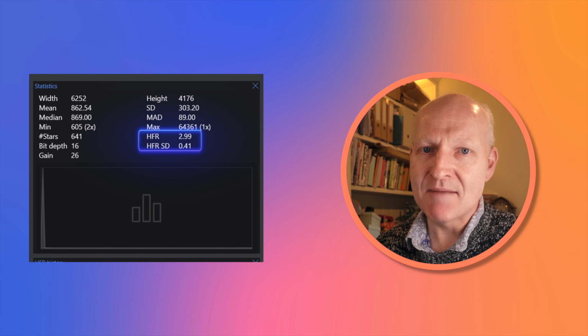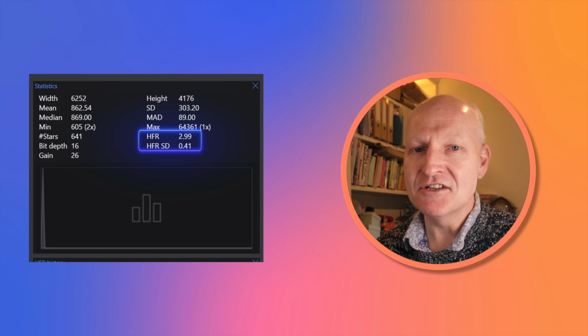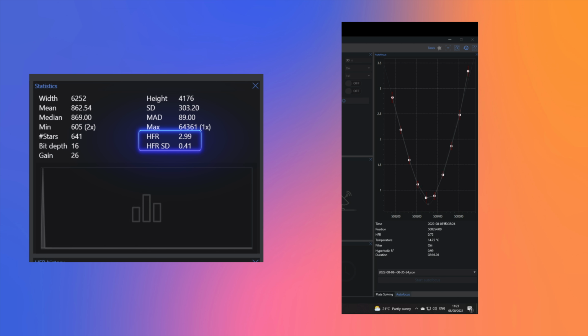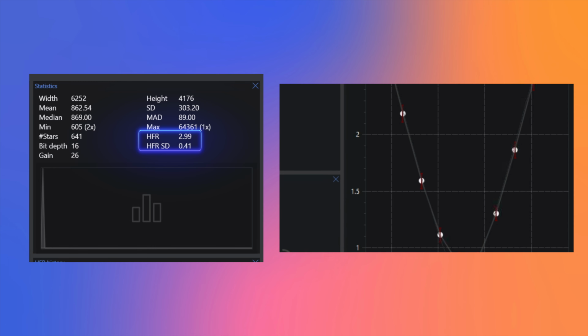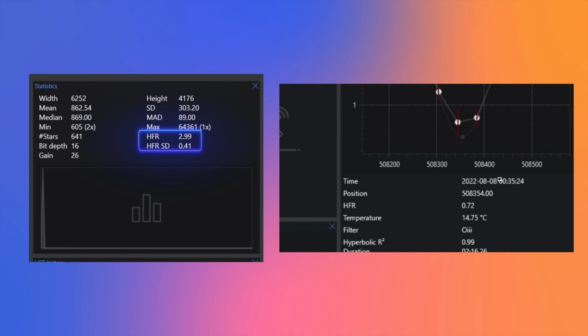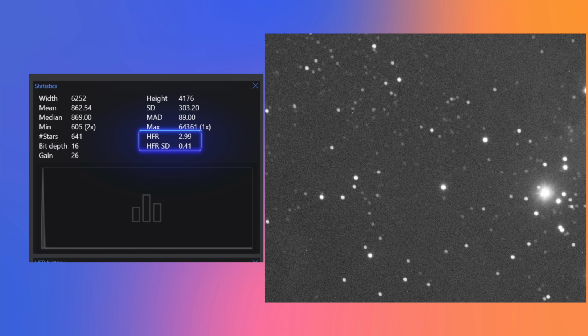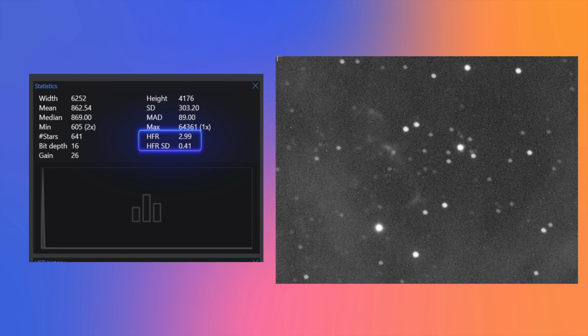It depends on your camera, and you do get used to your camera dynamics on this. I have seen HFRs as low as 1.5-ish before. Around about 1.53 is fairly typical. If you've got a HFR of 4 or 5, you're probably slightly out of focus. So this is what a star would look like where HFR is focused at around a lower number, and this is what a star would look like if your HFR is too high.